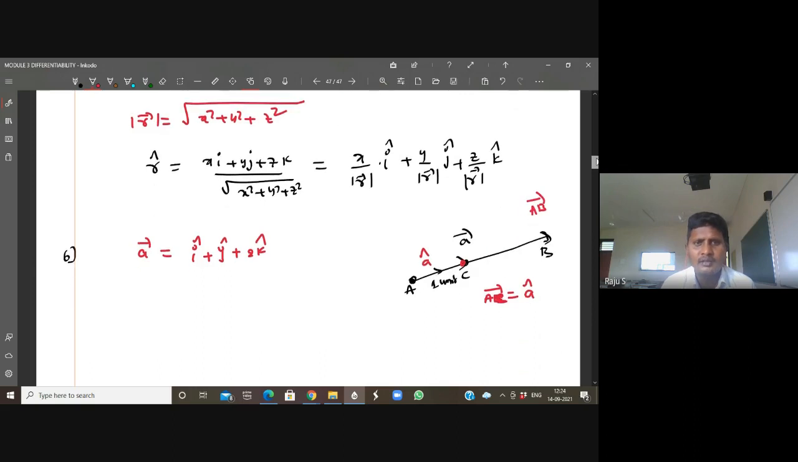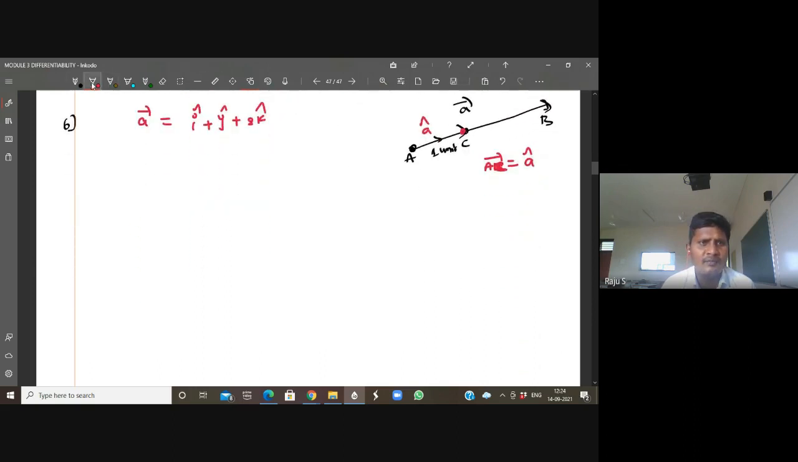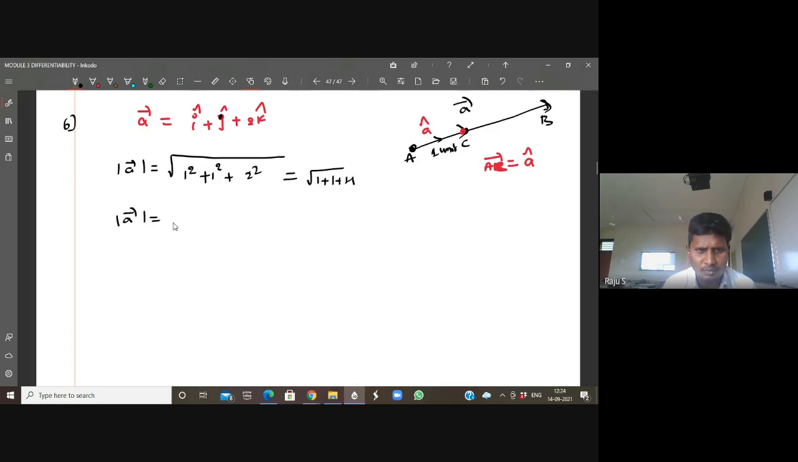Fine. It is not at all difficult. First, you have to find the magnitude. The magnitude of the A vector, I told you very clearly, is nothing but the square root of the i coefficient 1 square, the j coefficient 1 square, and the k coefficient 2 square. So this will give the magnitude, that is 1 plus 1 plus 4. So the magnitude of a is equal to root 6.